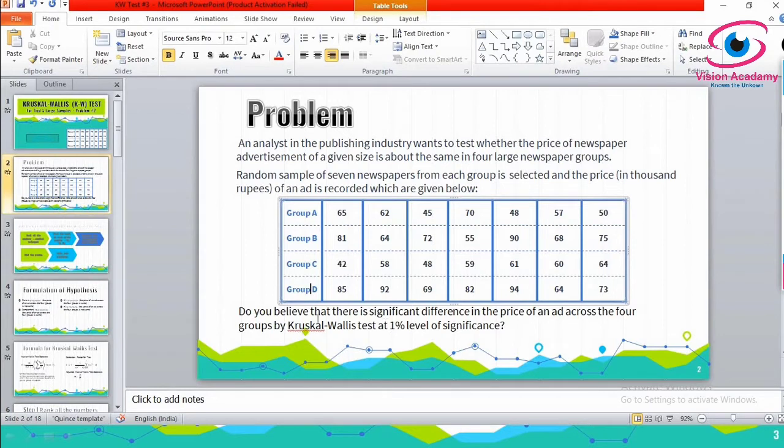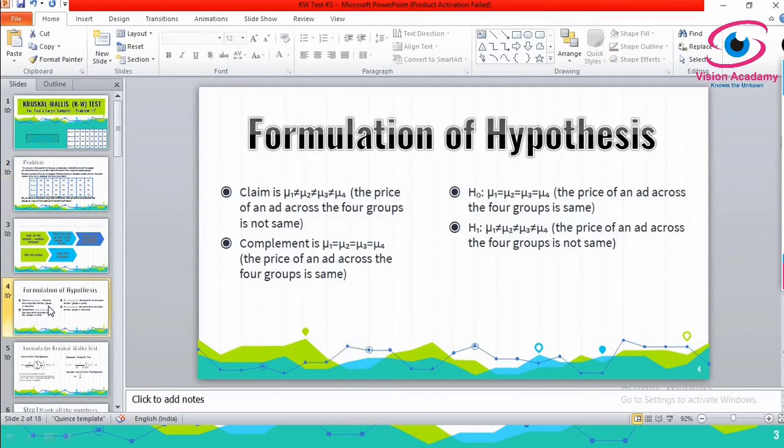Since they have asked, do you believe that there is a significant difference in the price of an ad across the four groups? So there is a significant difference between the price of an ad across four groups, which means mu1 not equal to mu2 not equal to mu3 not equal to mu4. This is our claim. After the claim we will take the opposite of the claim, that is the complement.